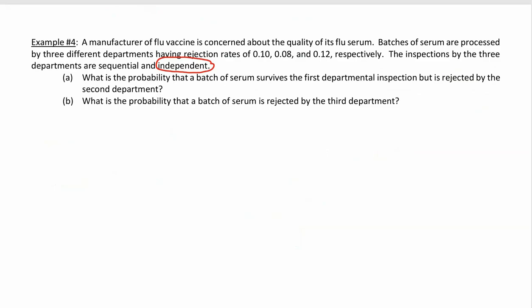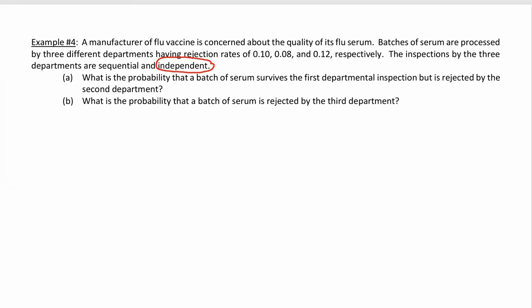Number 4 is similar to number 3 in the sense that we've got independent events again, and we can use that, but we just have more of them this time. So now instead of 2 events, we have 3 events. It's still going to work the same way, though. So what we've got is that a manufacturer of a flu vaccine is concerned about the quality of the flu serum, and batches are processed by 3 different departments, and we've got the rejection rates there. Right? So first department has a rejection rate of 0.1, second 0.08, third 0.12. And the inspections by the 3 departments are sequential, just meaning it goes first, then second, then third. And they're independent of each other. That's the part that's important for this section, obviously, right? We just had it in the last example.